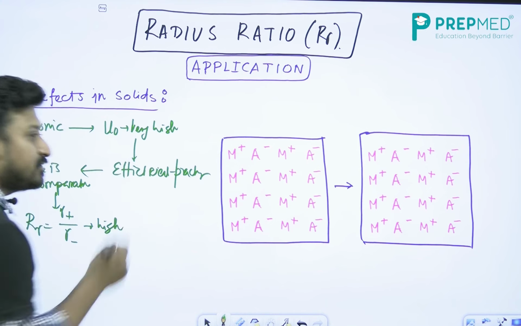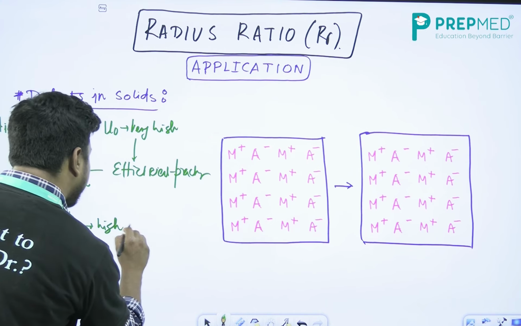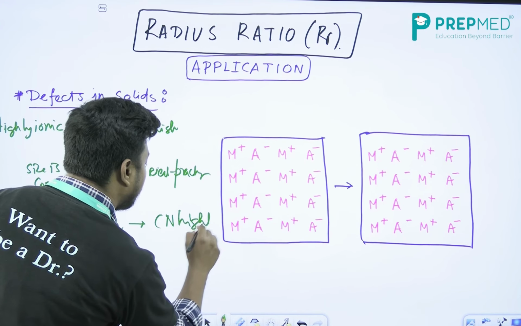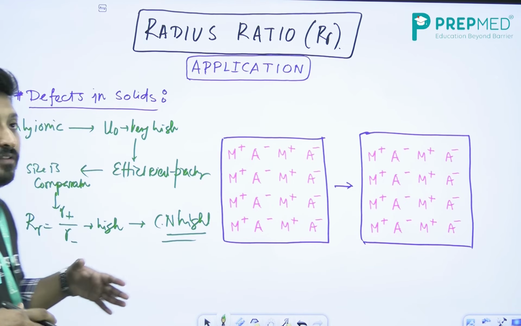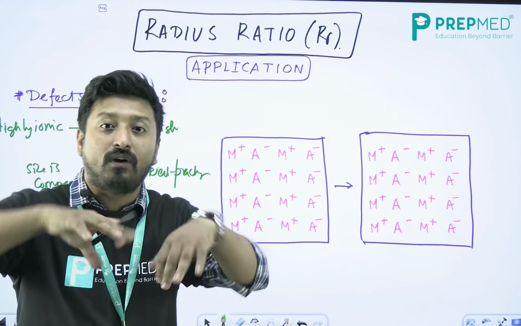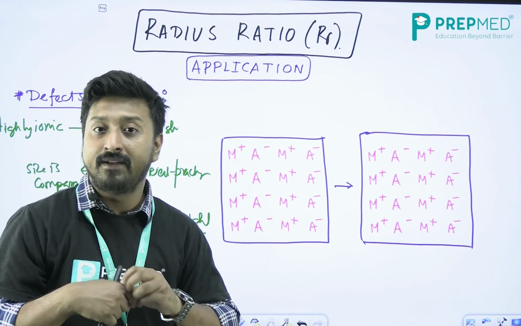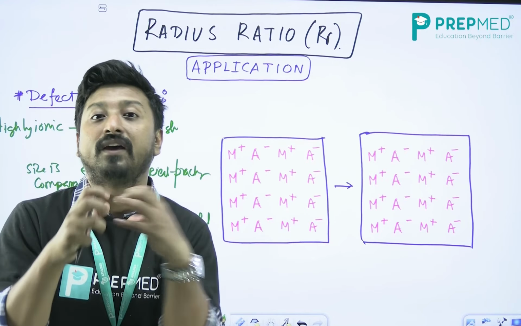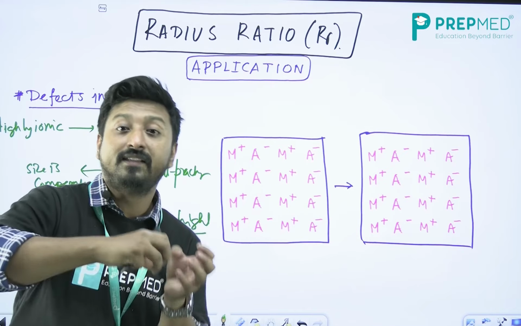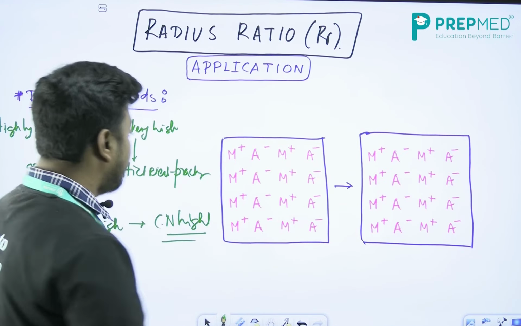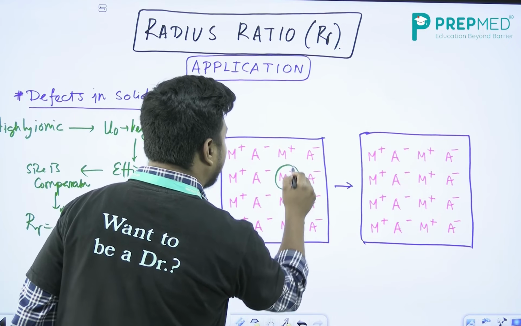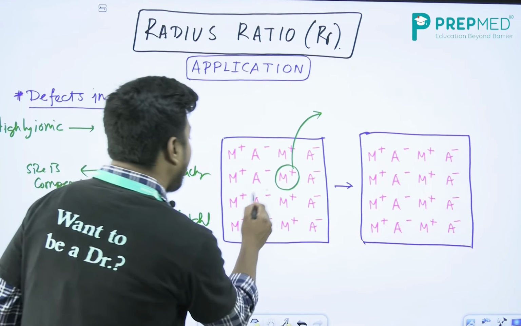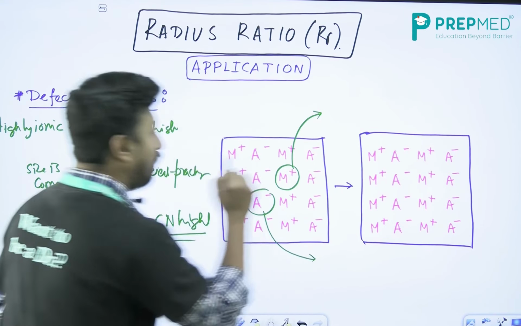Correct? And if this is very high, then what will happen to our coordination number? The coordination number will also be very high. Now, think about it this way: in a lattice, if the coordination number is very high, the ions present in the lattice will not try to stay together. Instead, they will try to come away from the lattice. Let's say if one M plus ion comes out of the lattice site, then similarly, in order to stay electrically neutral, one A minus ion will also come out of the lattice site.